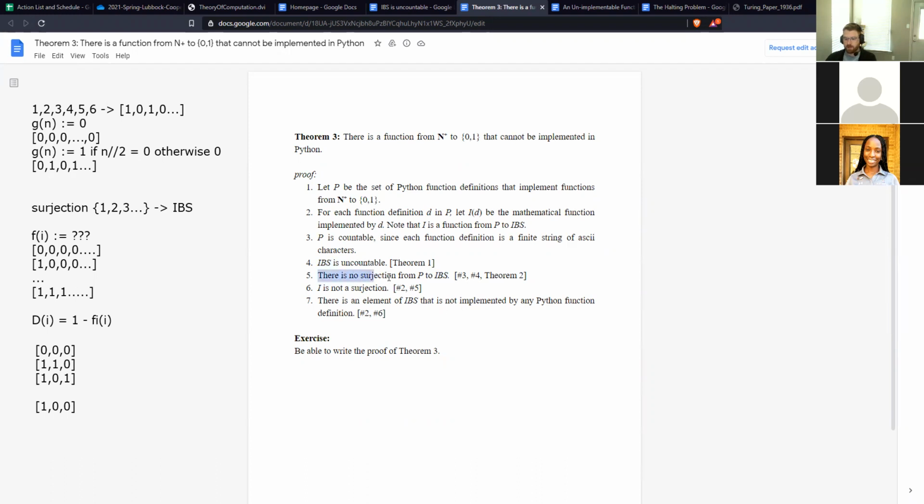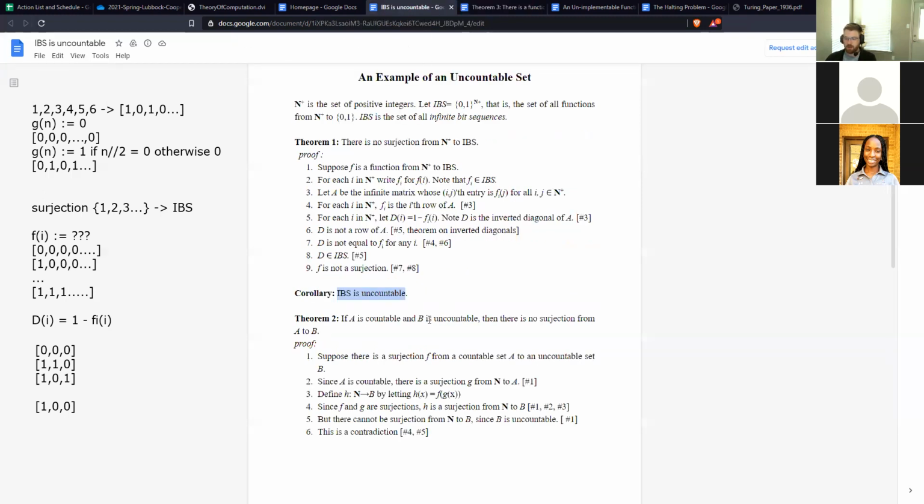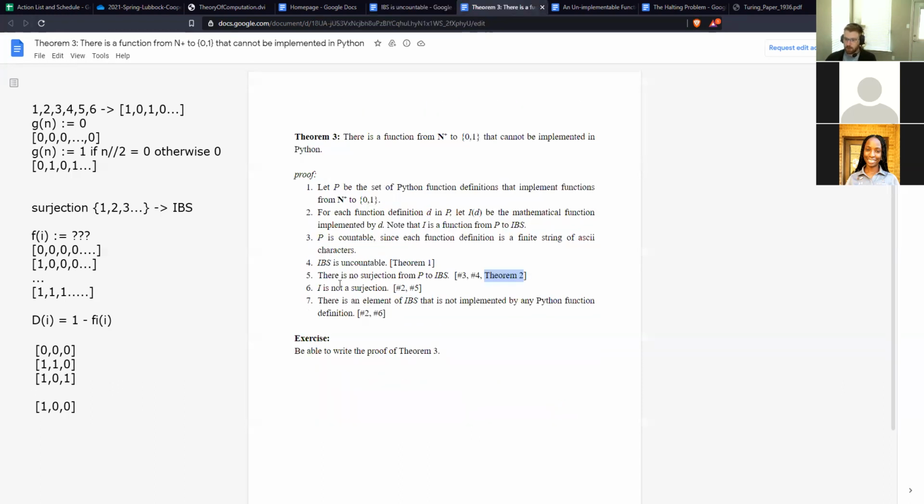Now, why is this statement here valid? Well, it's valid because P is a countable set. How do I know? Statement 3. IBS is an uncountable set. Statement 4. And theorem 2 says that if A is countable and B is uncountable, then there is no surjection from A to B. So there is no surjection from P to IBS. Anybody not follow?